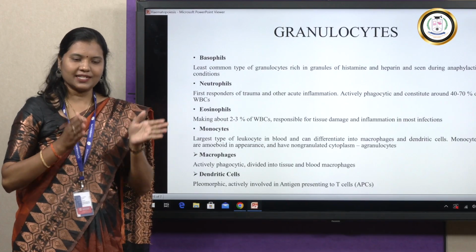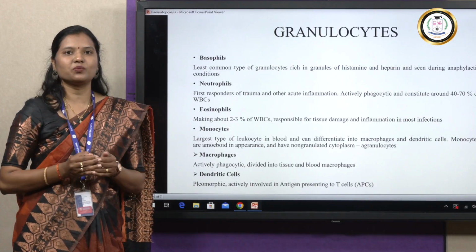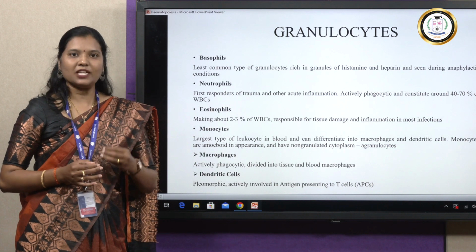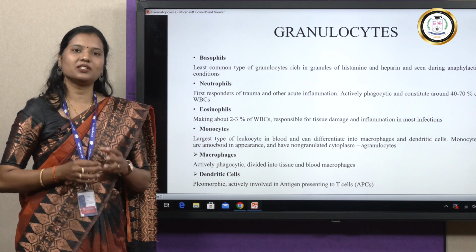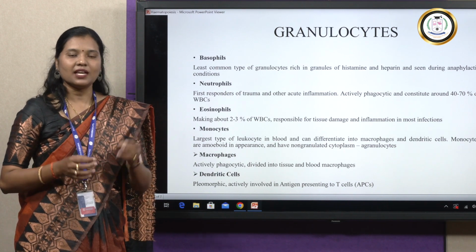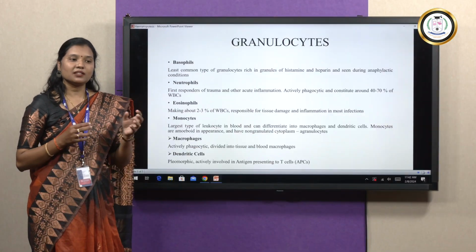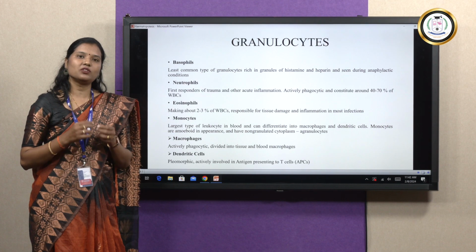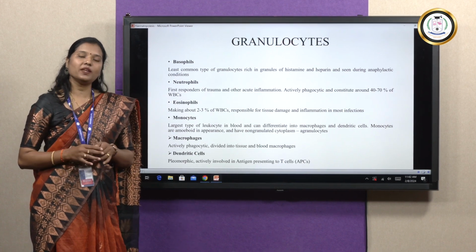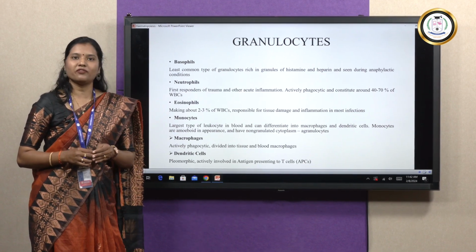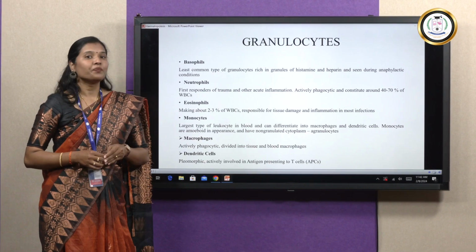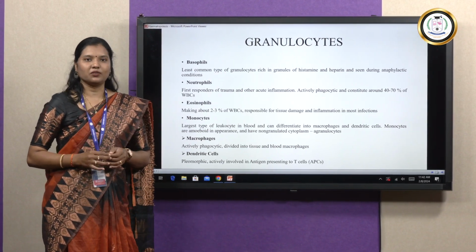But the exact function of mast cells and basophils are similar. Basophils also have the same granules that are rich in histamines and heparins. They also initiate inflammatory immune defenses. And these basophils are the least amount of granulocytes present in the body, and they constitute around 0.5 to 1% only, and they are the largest of all the granulocytes.